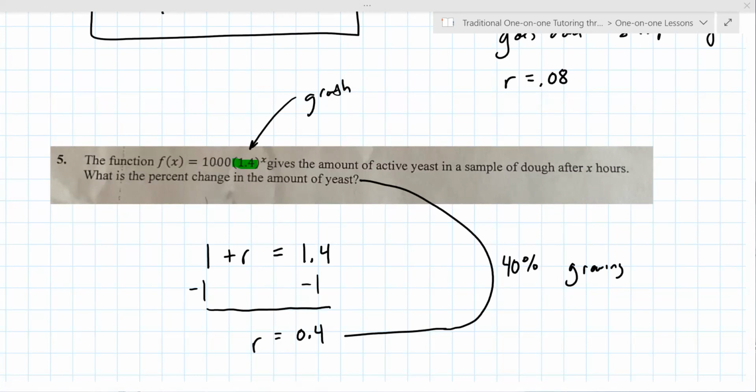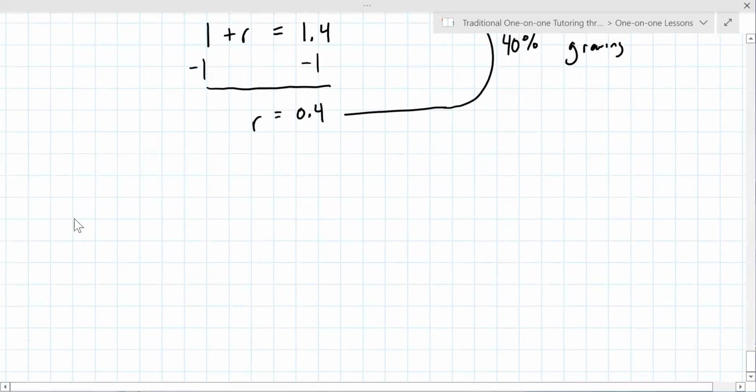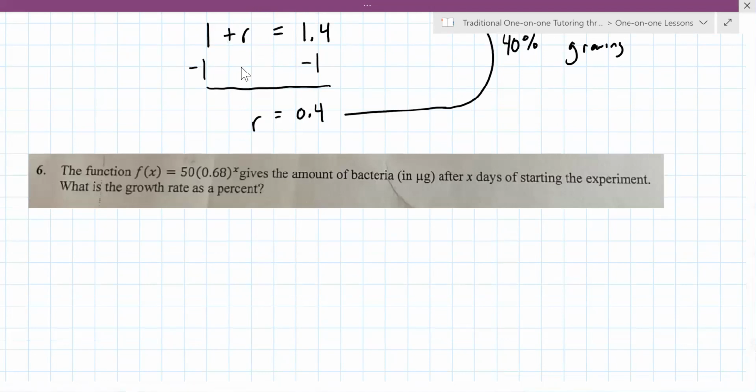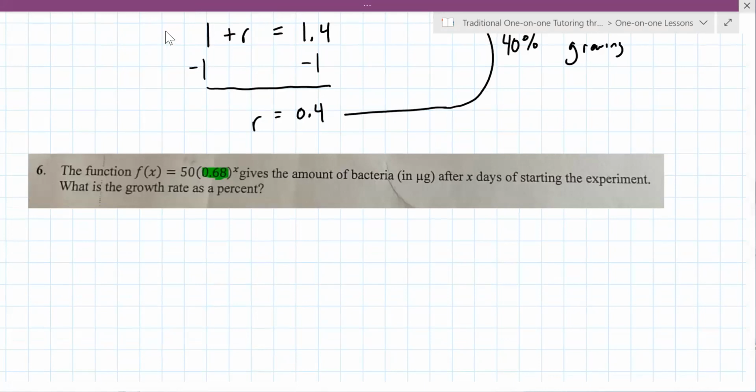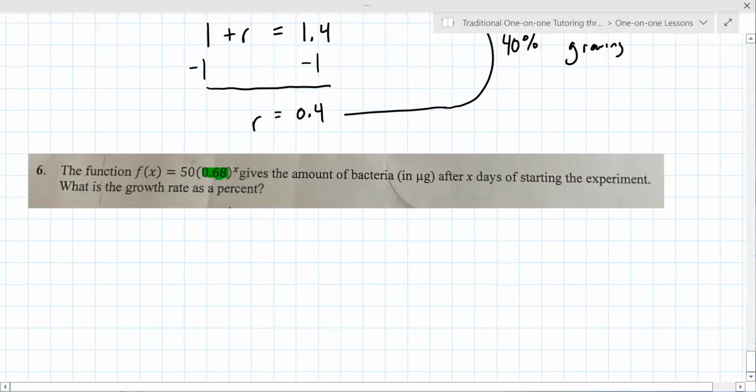Now, I don't expect you to fully understand that, but if we have more time in a future lesson, we can certainly go back. We'll do number 6 now. Kind of the same scenario here. That number in parentheses, is it bigger than 1 or less than 1? Less than 1. Yeah, so that's decay.